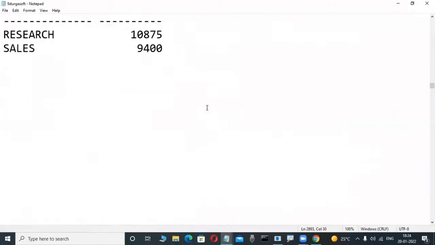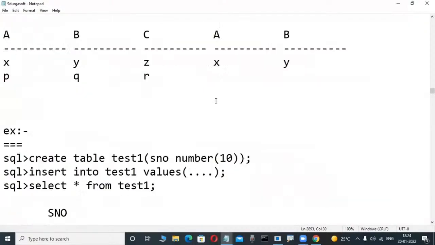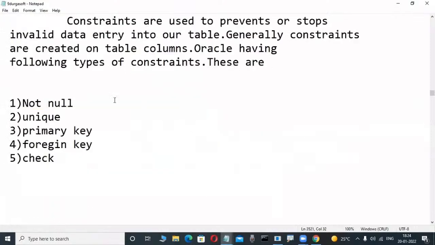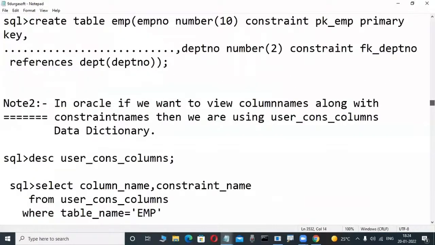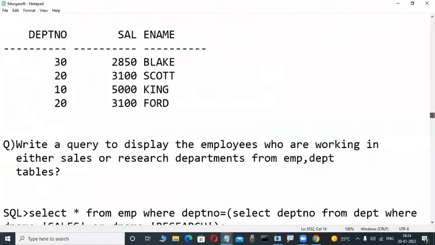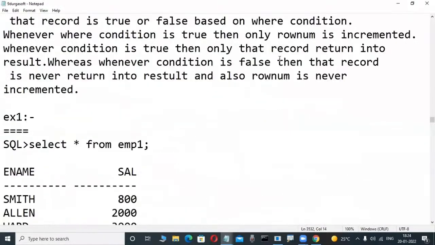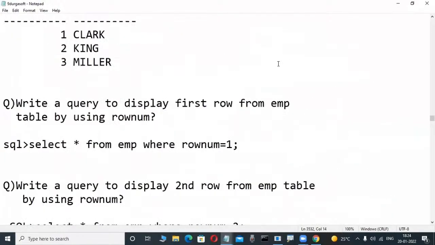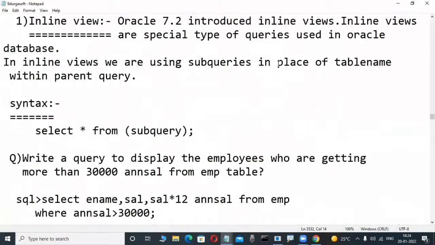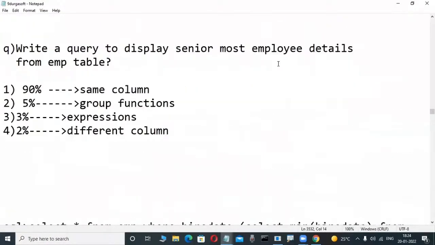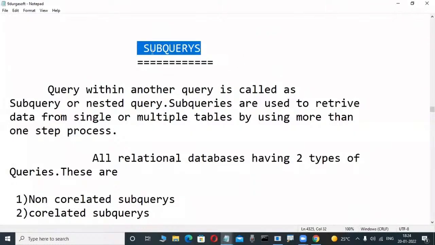Then constraints. In our SQL language, constraints are a concept: primary key, foreign key, check, and so many things. Once we are good at those, we learn subqueries, which are most powerful. A subquery is a query within another query, but with only one or two lines of code. These are the main chapters, and in databases, subqueries are most powerful.